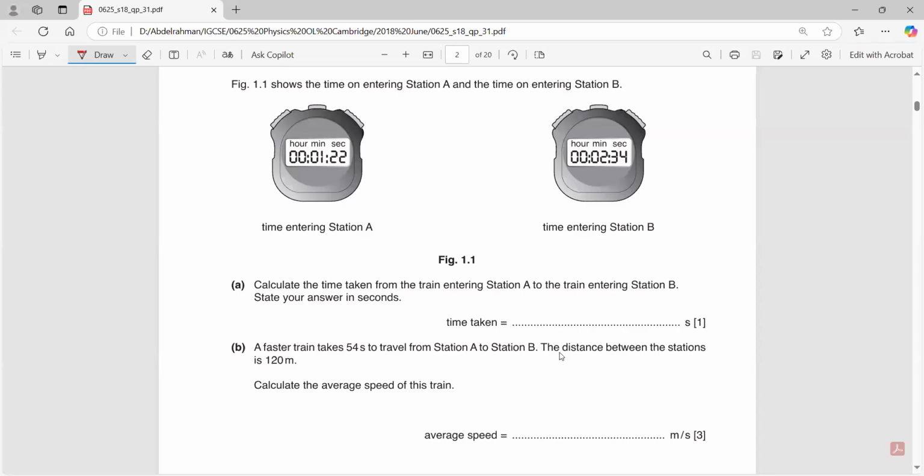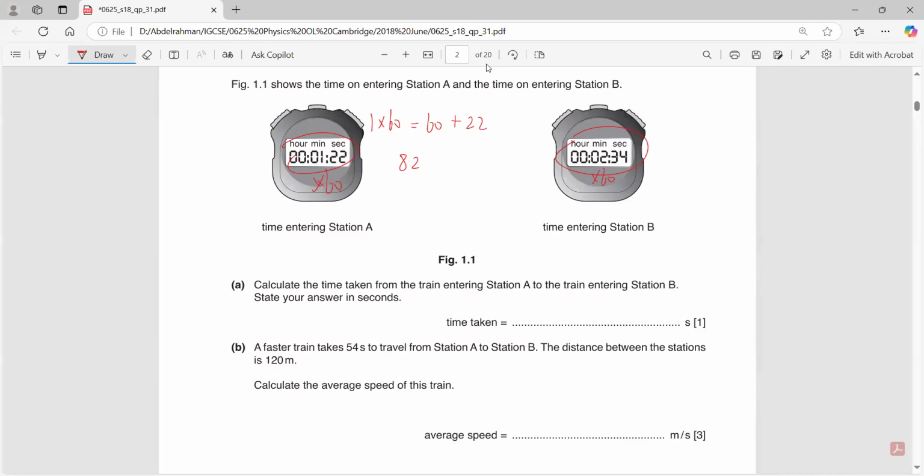To find the time, it's quite easy. First of all, you need to convert the minutes to seconds, on both sides. Here you have 1 minute and 22 seconds. The minutes you need to multiply by 60. So you have 1 times 60, which is 60 seconds, plus 22. 60 plus 22 is 82 seconds.